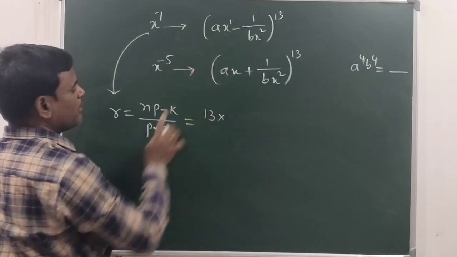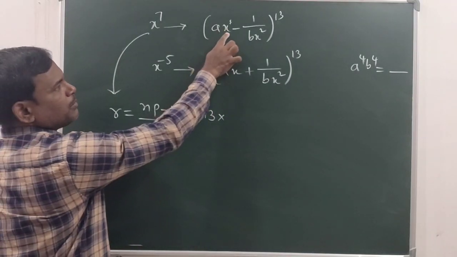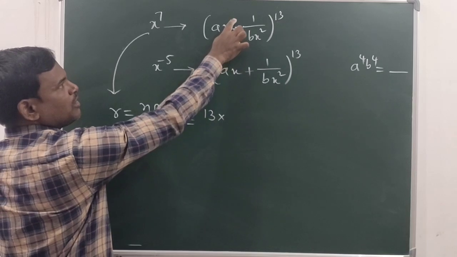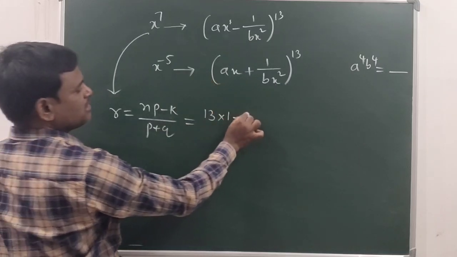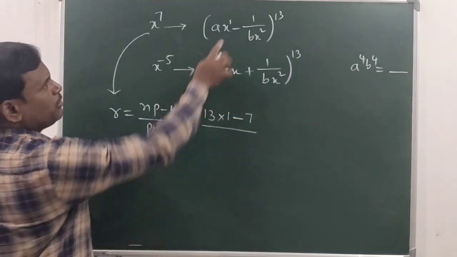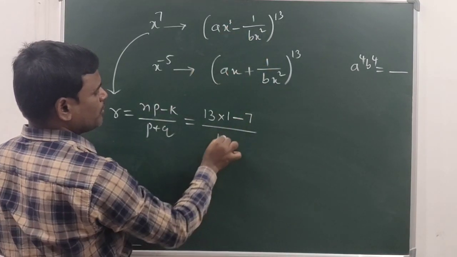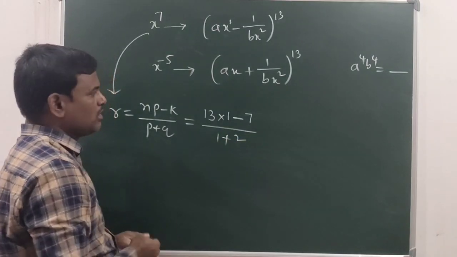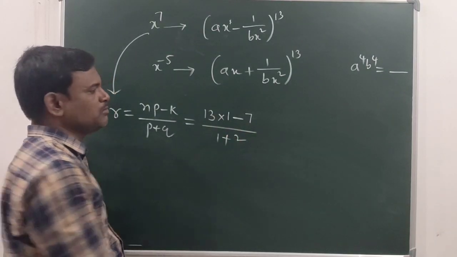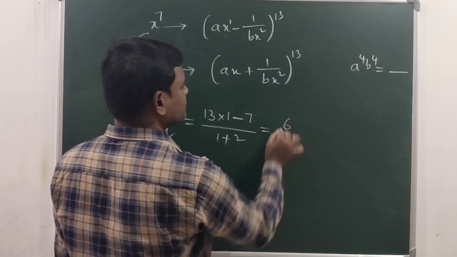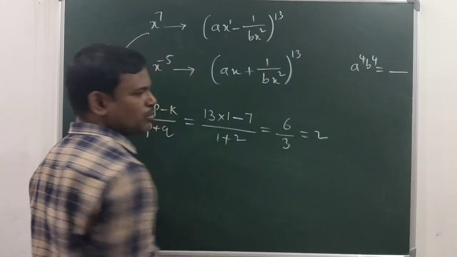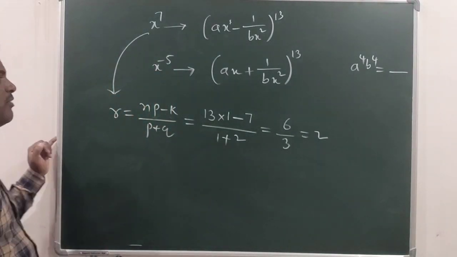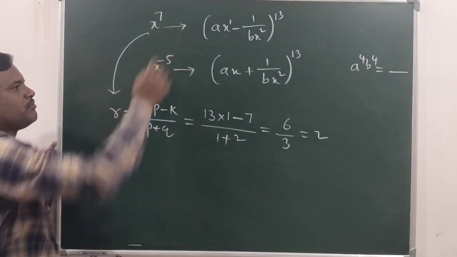So p, where do you collect p? From the power of this x. Here how much is given? 1. K value is the power of x here, 7, by p plus q. Here p is 1, here q is 2, 1 plus 2. Now 13 minus 7, which becomes 6 by 3, which is equal to 2. You got r value 2 for the first one.